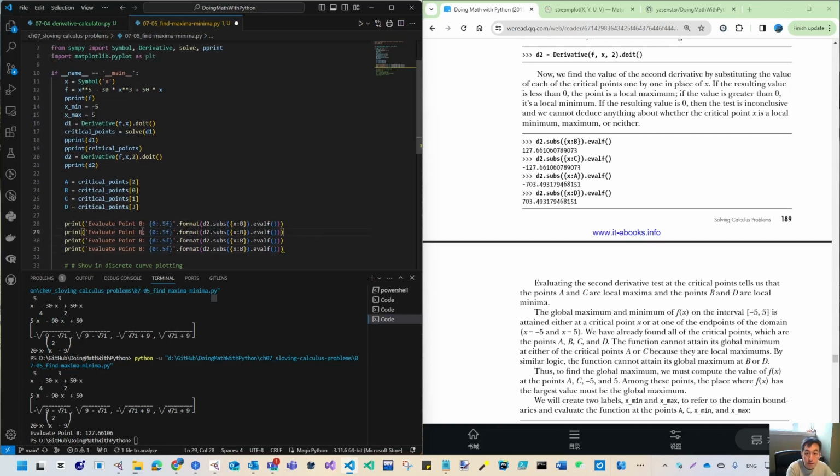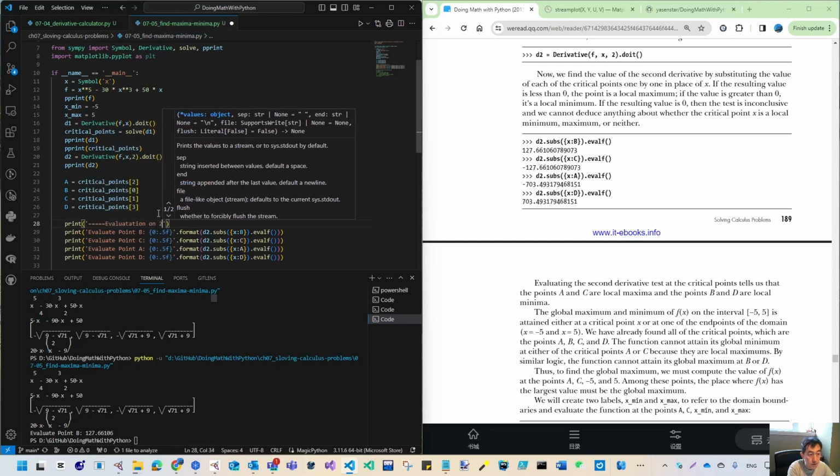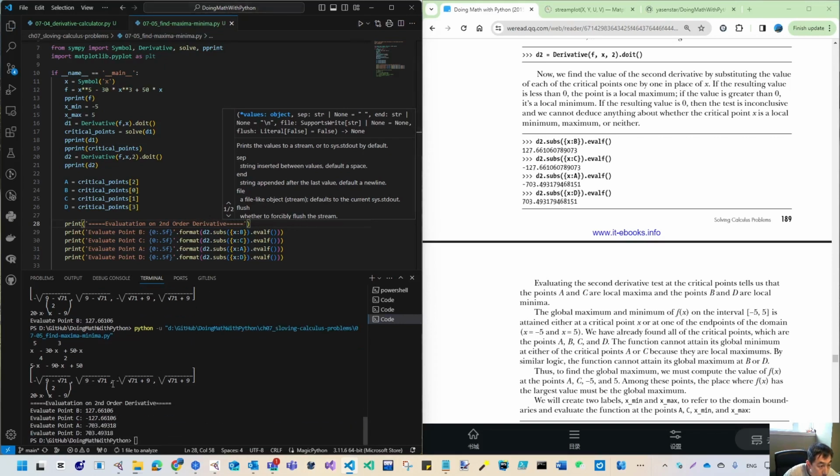So we will have the C, A, and D. We replace this, and let's also print our evaluation on the second order derivative. Okay, so then we have our result here. You can see these four evaluation results.